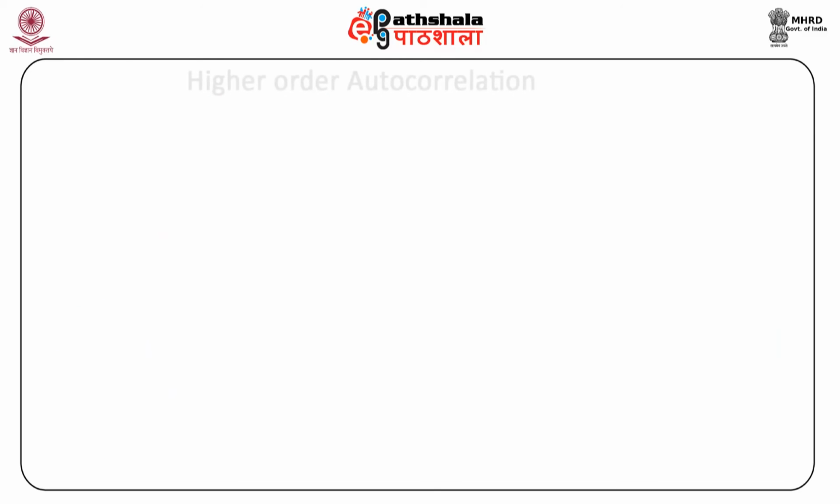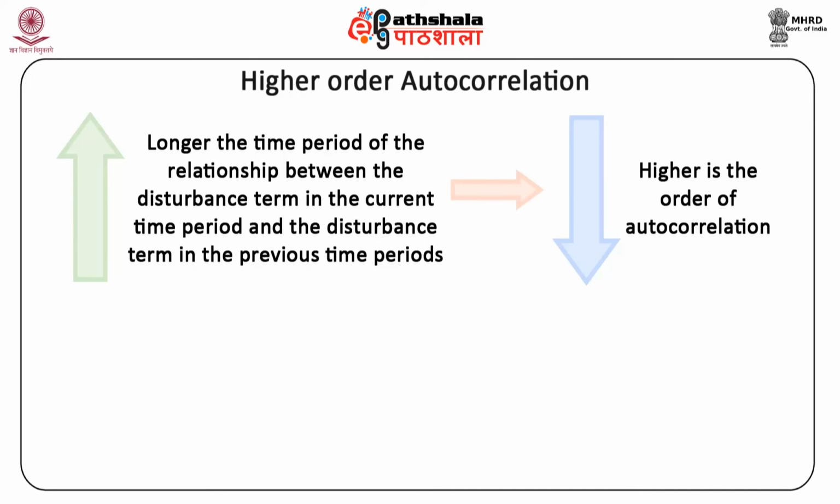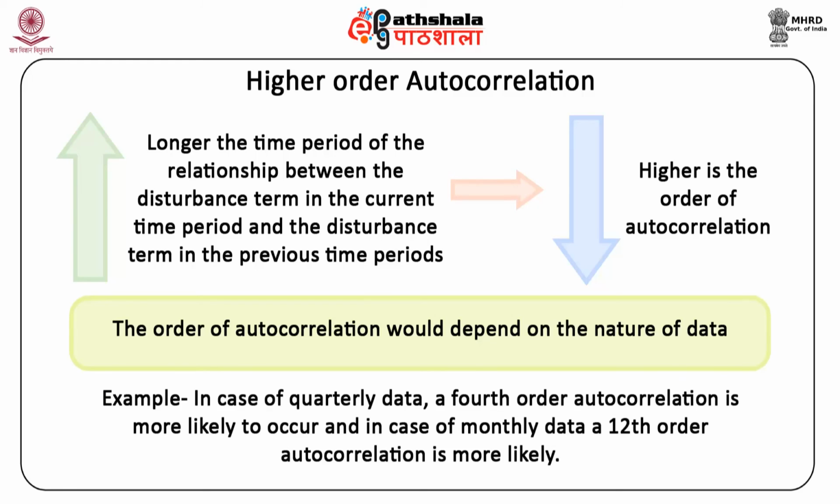Next is higher order autocorrelation. The longer the time period of the relationship between the disturbance term in the current time period and the disturbance term in the previous time periods, the higher is the order of autocorrelation. The order of autocorrelation would depend on the nature of data. For example, in the case of quarterly data, a fourth order autocorrelation is more likely to occur, and in case of monthly data, a 12th order autocorrelation is more likely.